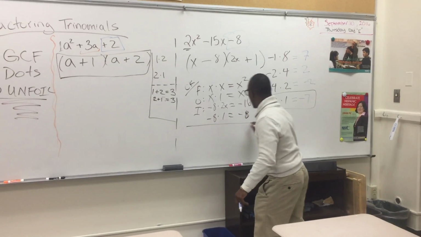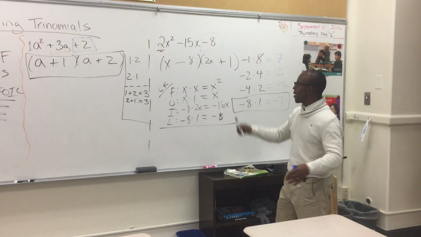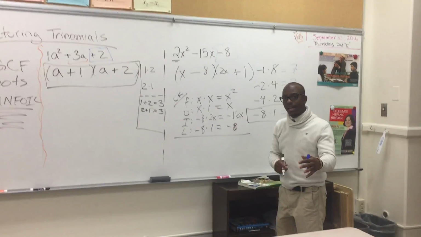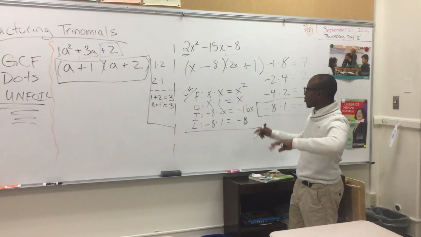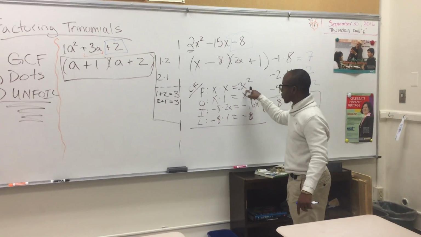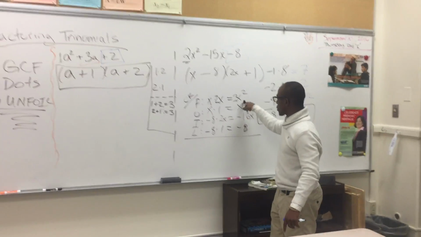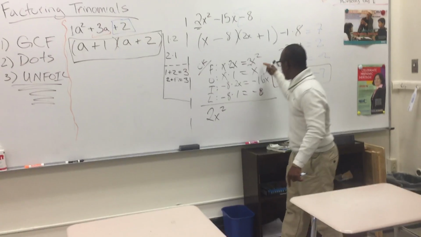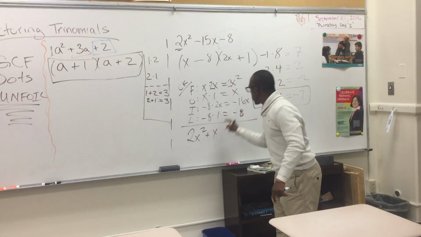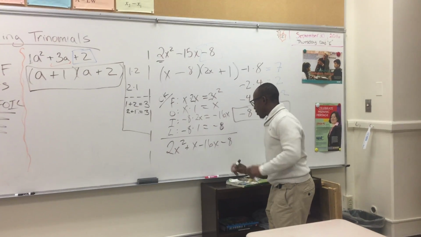Now what I'm going to do with all this, I'm going to add it together to see if it gets me back to my original. And if it does, then I did a good job. If it doesn't, then I didn't do a good job. And just to correct this real quick, this should actually be 2x squared, because it's actually x times 2x. So that's 2x squared. So then I start writing them out. 2x squared plus x minus 16x minus 8, right?